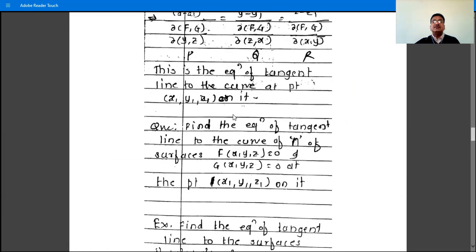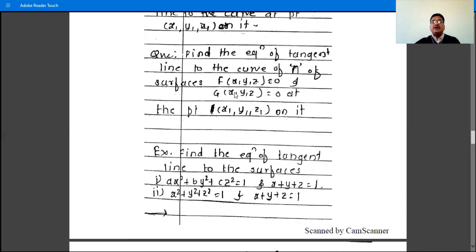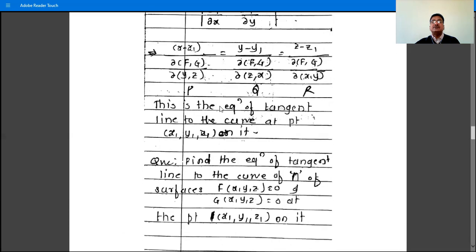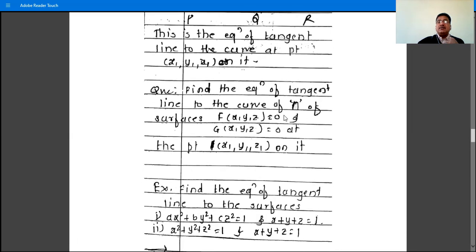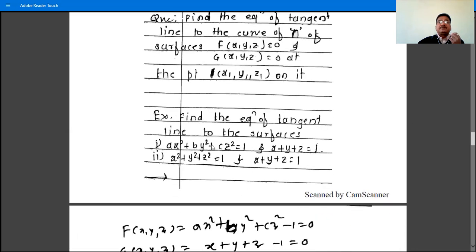So the question is: find the equation of the tangent line to the curve of intersection of two surfaces, F(x,y,z) = 0 and G(x,y,z) = 0, at the point (x1, y1, z1) on it. If this is the question, then the answer is this. This is the equation of the tangent line to the curve. What is the curve? The curve is the intersection of two surfaces.